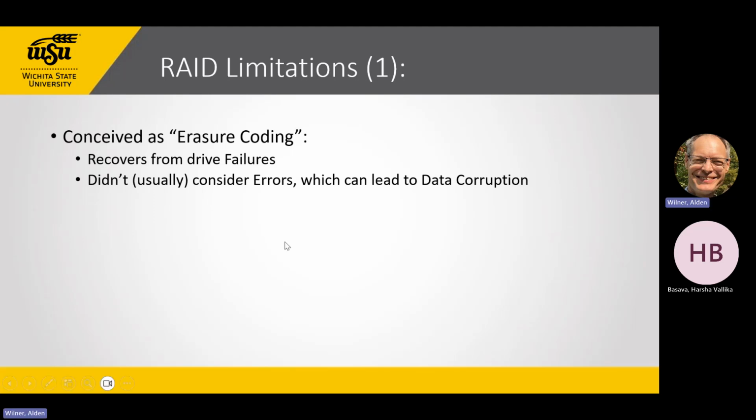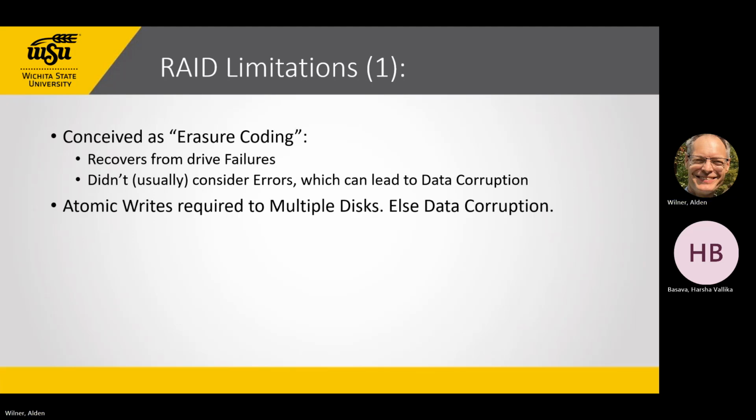So it recovers from drive failures. But if you get an error, if a drive returns a 1 when it should return a 0, you're going to get corrupted data with standard RAID algorithms. Right? Now you can put things in there to scrub the data, check it. With RAID 6, with RAID 1, you can tell if there's a problem, right? But you may not be able to fix it.